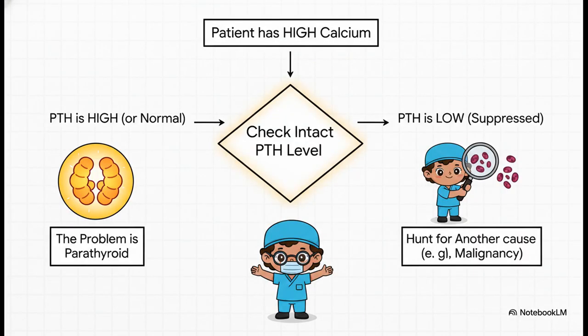If the PTH is high or even just inappropriately normal, the problem is with the parathyroid gland itself, usually a little adenoma. But if the PTH is low, like it should be, then you got to go hunting for another cause, and the most common culprit is cancer. So you see, this one lab sends you down two completely different roads.